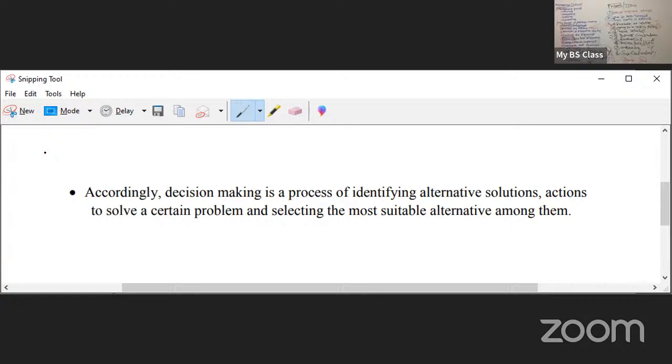So that is simple as that. Decision making process is a process of identifying alternative solutions, actions to solve a certain problem, and selecting the most suitable alternative among them.